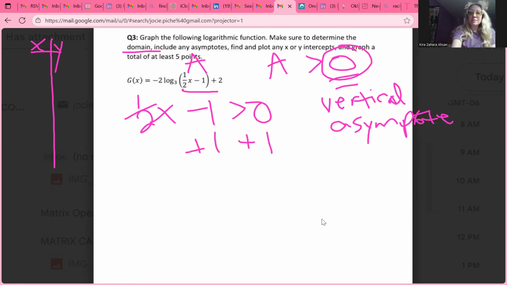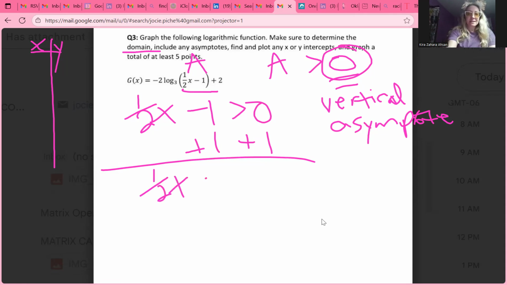Always remember that when you do an inequality, you solve it just like a regular equation, but without changing the sign, unless you multiply or divide by a negative. Here, we don't have to worry about that. x is 1. And then you can either think of it as dividing by 1/2 or multiplying by 2.